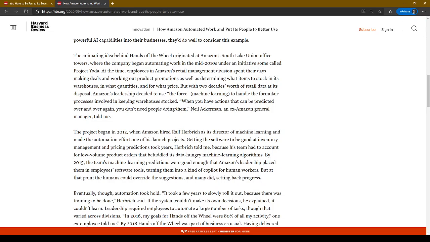But with two decades' worth of retail data at its disposal, Amazon's leadership decided to use the force, machine learning, to handle the formulaic process involved in keeping warehouses stocked. When you have actions that can be predicted over and over again, you don't need people doing them, Neil Ackerman, an ex-Amazon general manager, told me.